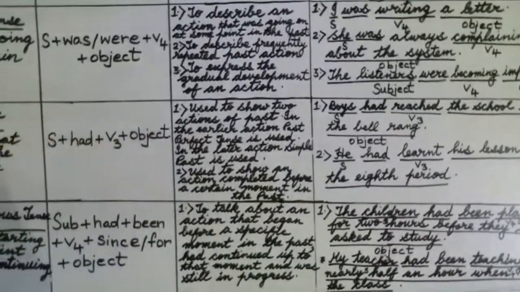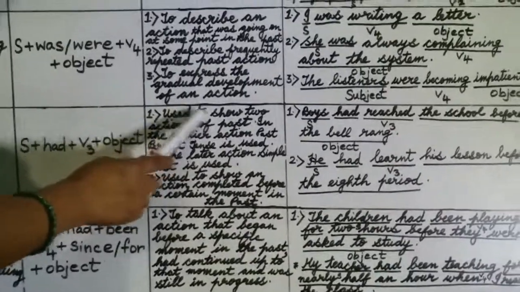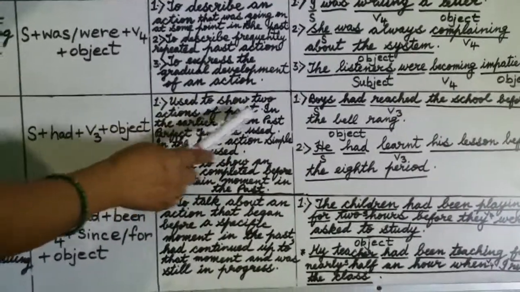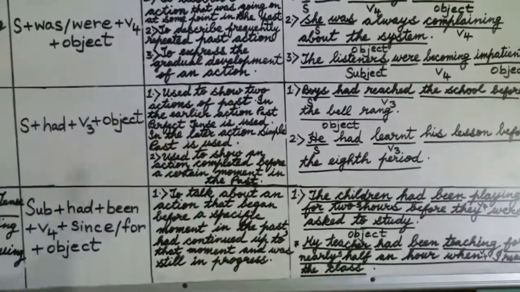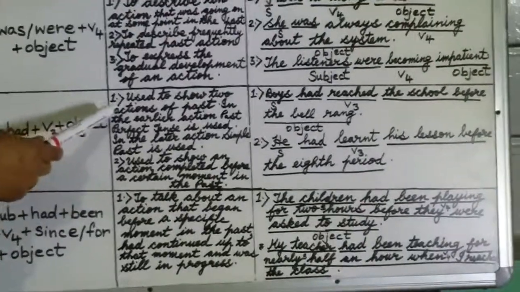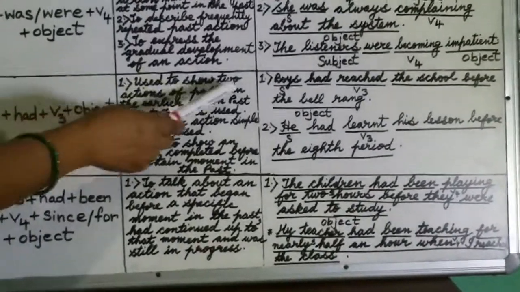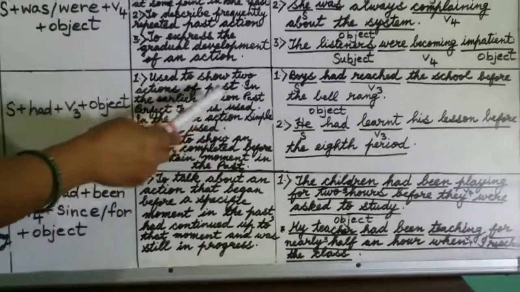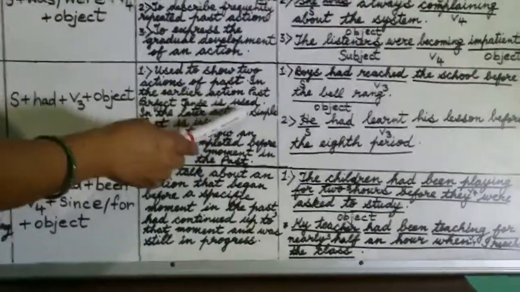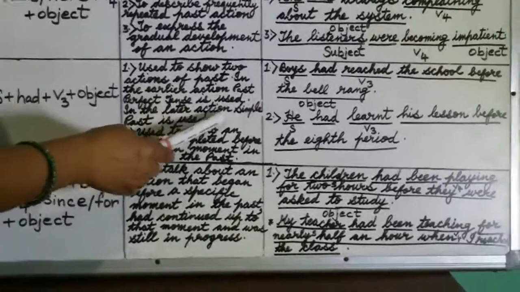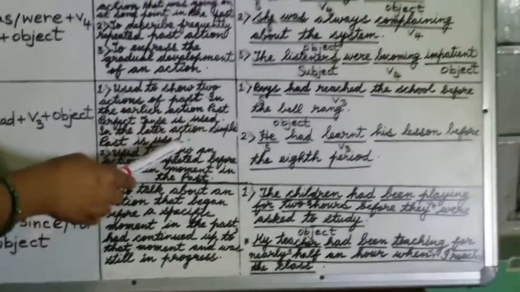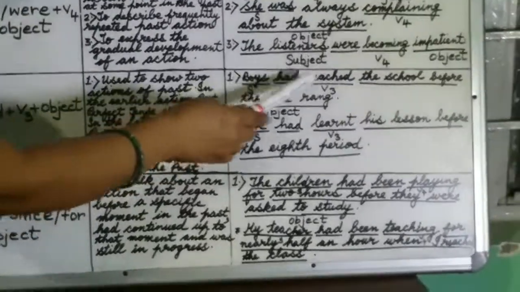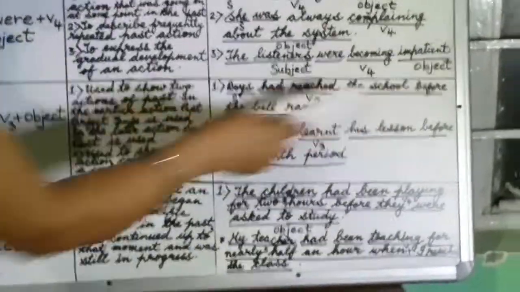Now the usage of past perfect tense: it is used to show two actions of the past. Now this is very important, you have to understand this very properly. It is used to show two actions of the past. In the earlier action, the first action, past perfect tense is used and in the later action, simple past is used. For example, boys had reached the school before the bell rang.